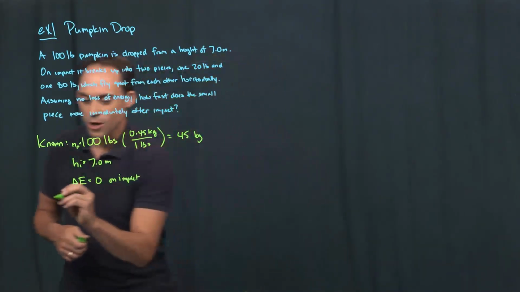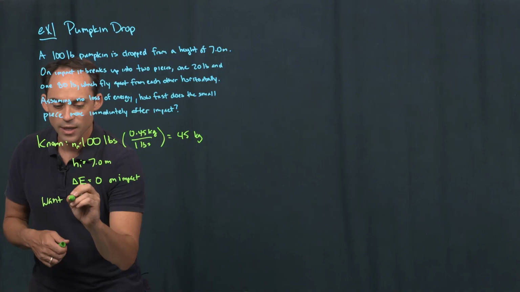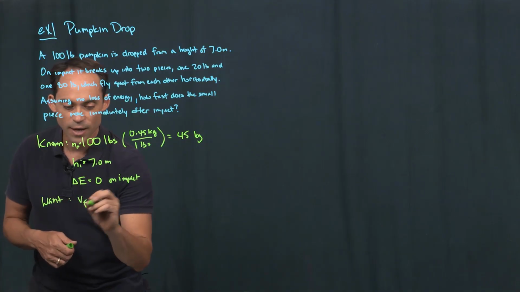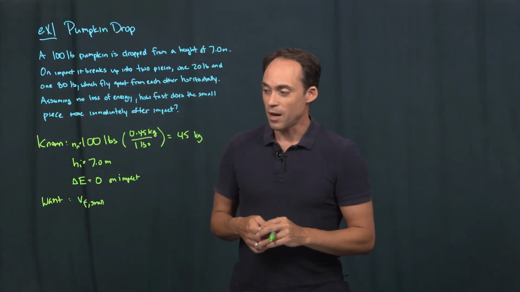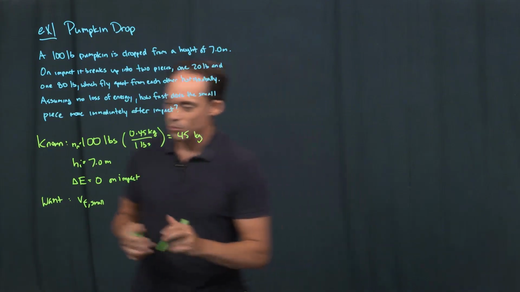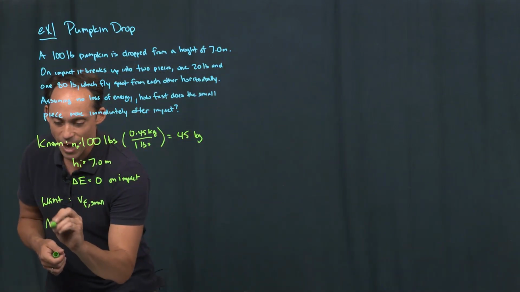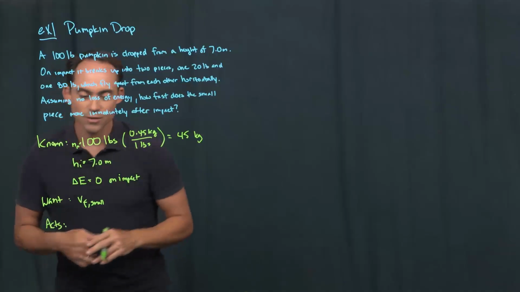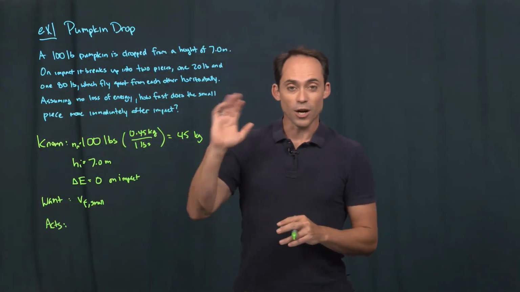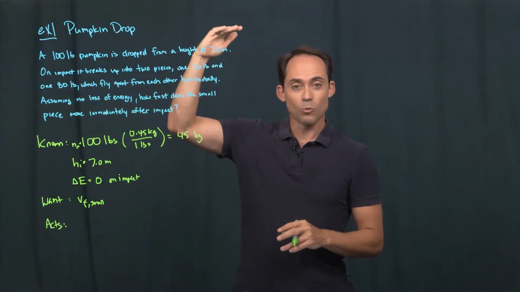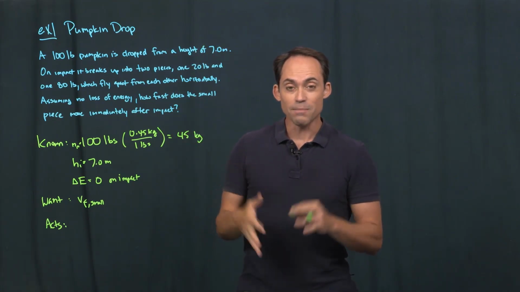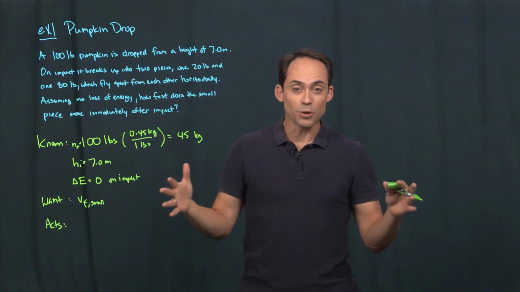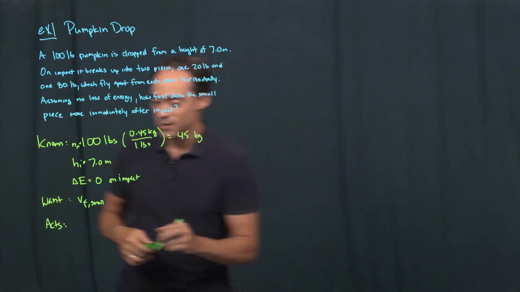What are we trying to solve? Well, we want the final speed of the small piece of pumpkin, the 20-pound piece. We also can define a system of acts in which this story unfolds. We're starting with the pumpkin at some height, and we let it drop. That is one act of motion. Then on impact, the pumpkin explodes. That's our second act.